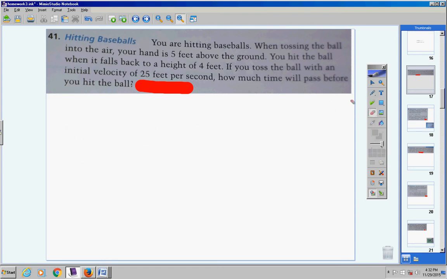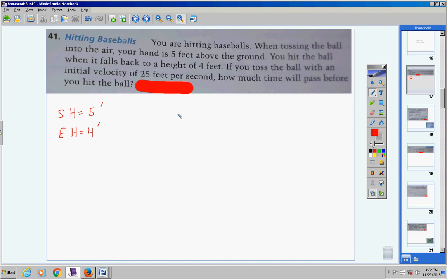So at the beginning of this problem, at the start, the starting height, the ball is 5 feet from the ground. When the ball is contacted, the ending height is 4 feet. Don't forget that, okay? When you toss the ball, it's 5 feet above the ground. When you hit the ball, it's 4 feet above the ground, okay? Your initial velocity is 25 feet per second.